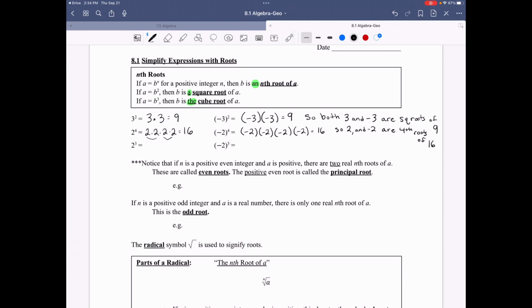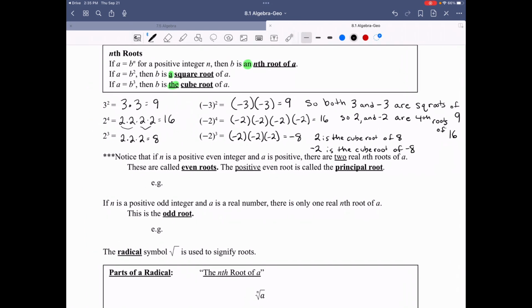All right, and for 2 to the third, that's 2 times 2 times 2, which is 8. But if we have a negative 2 times a negative 2, that's positive 4, and then times a negative 2 is negative 8. So 2 is the cube root of 8, and negative 2 is the cube root of negative 8.